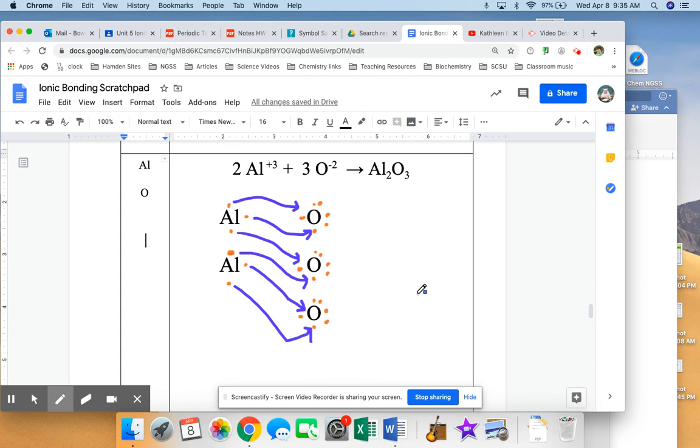Everybody has 8 at the end because it gave up those 3 to have 8 in the shell underneath. And oxygen got 2 more to go from 6 to 8. Here's our balanced charges. Here's our balanced formula at the end. Hope this helps. Good luck.